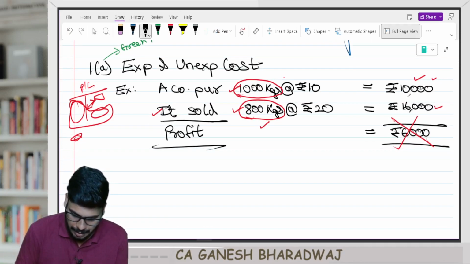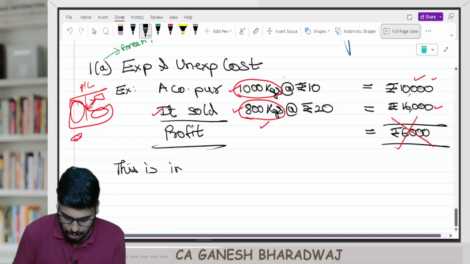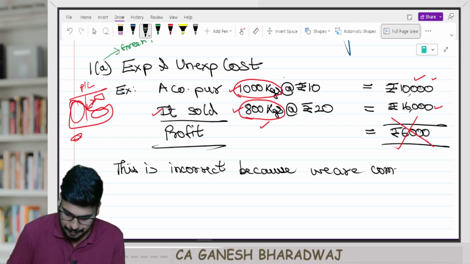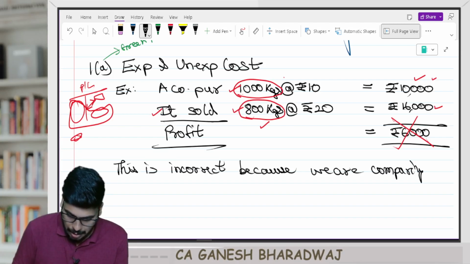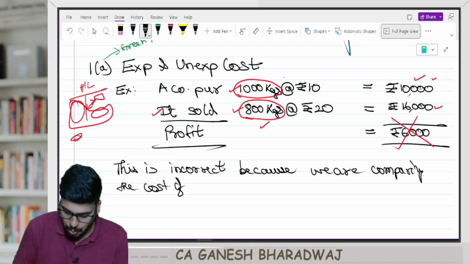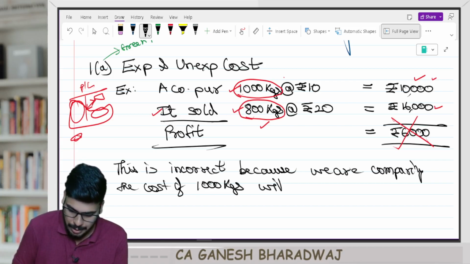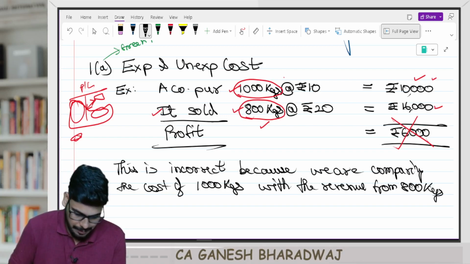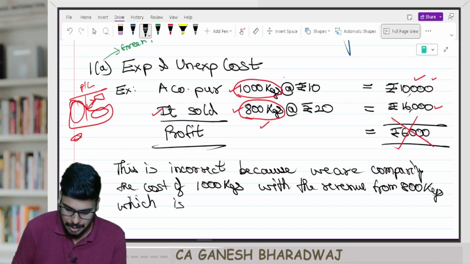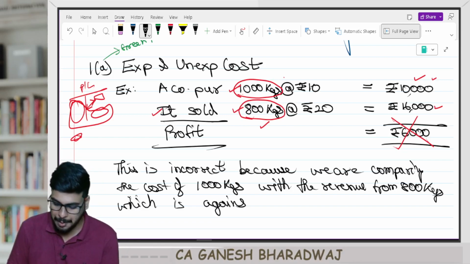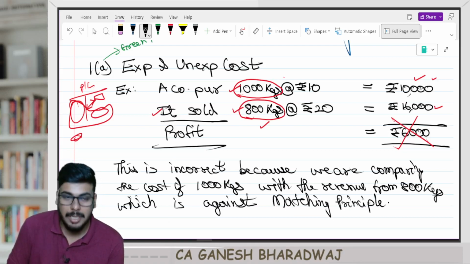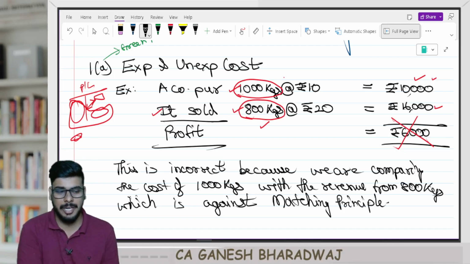This is wrong, black ink only. This is incorrect or wrong. Why? Because we are comparing the cost of 1000 kgs with the revenue from 800 kgs, which is against what concept? What principle? Which is against the matching principle. Yes, are you clear with this? Guys, are you writing it down?